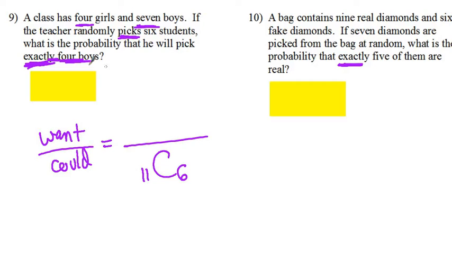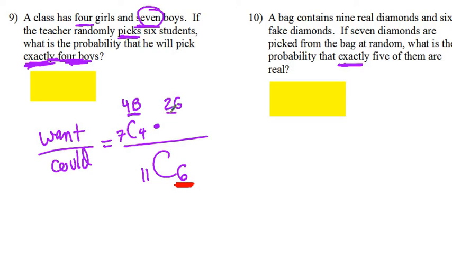Okay, what do we want to happen? We want to pick exactly 4 boys. And keep this in mind, we're choosing 6 people here. So if we pick 4 boys and we're choosing 6 total people, what else has to happen? Well, 4 of them are boys, then what are the others going to be? The other 2 are going to be girls. So let's think about how each of these things could happen. So first, how many ways can we pick 4 boys? Well, there are 7 boys, and we are choosing 4 of them.